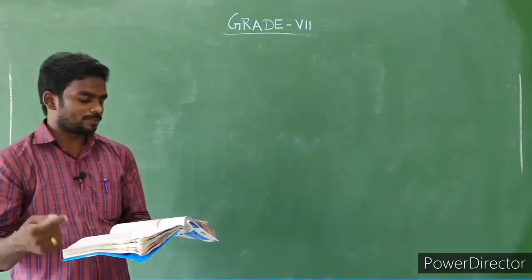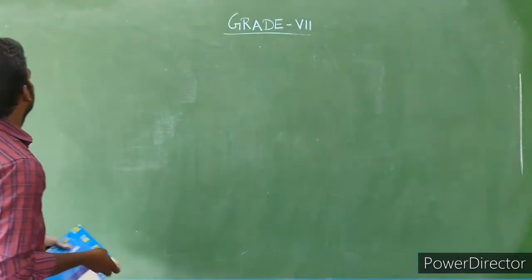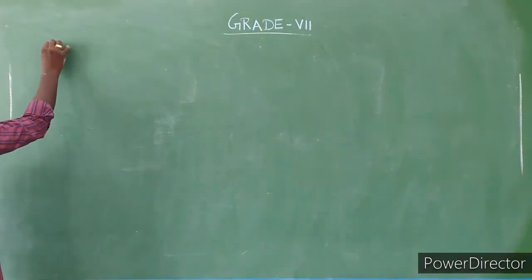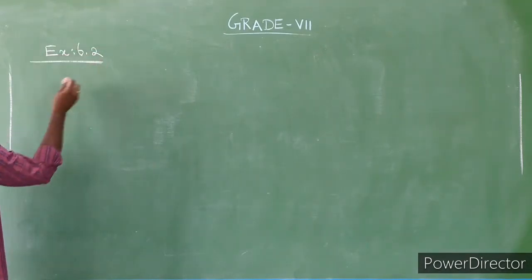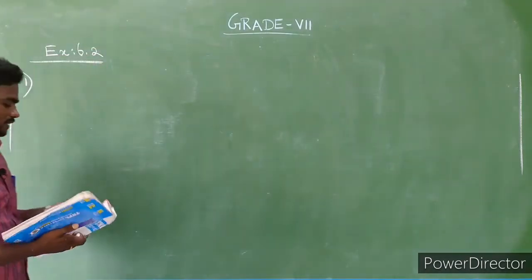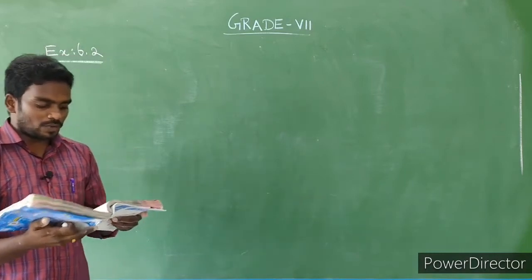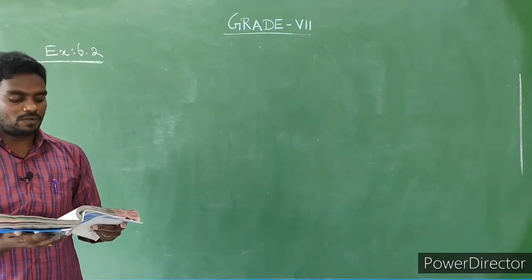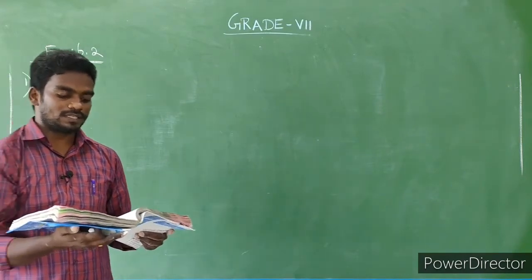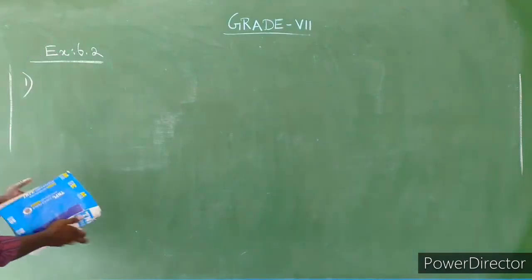Next, our Exercise 6.2, first question. Find the value of the unknown interior angle x in the following diagram.